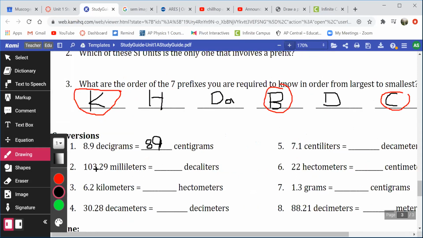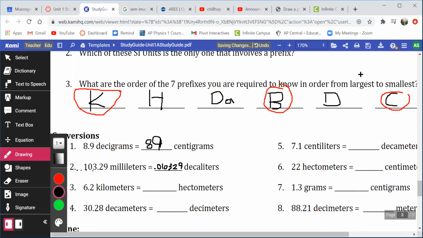So if I move my decimal to the left, that's 1, 2, 3. I'm going to have to add a 0 in front of that 1. So it'll be 0.10329. All right, so that's going to be our answer there.